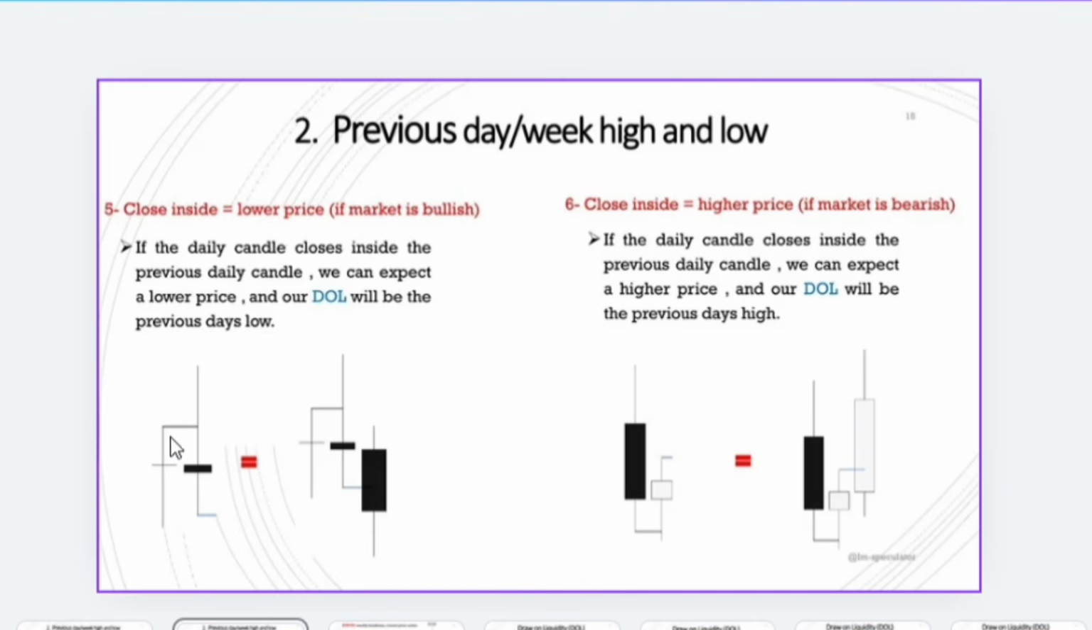You understand? And this can also be our range. And this candlestick opened and swept above it and did what? Ditch to the downside. The same thing to this particular one. Now I said this is a close inside candlestick. I said that if the daily candlestick closes inside the previous day candle, we can expect a higher price, and our draw in liquidity will be in the nearest what? On the previous day high.